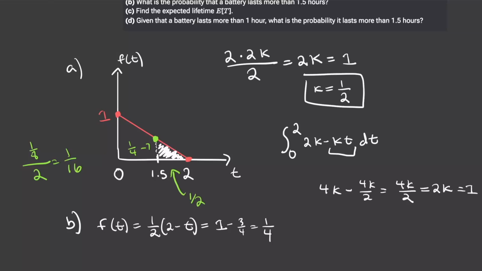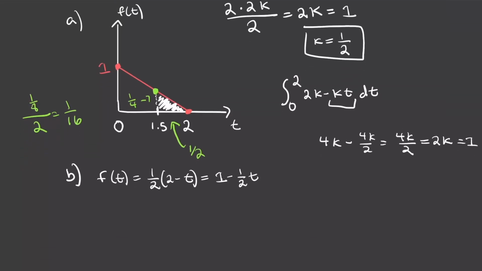So again, the density function right here, sorry to get rid of it, it's just going to be 1 minus 1/2 t. We know that the probability that t is greater than 1.5, which is what we calculated in part B, we just found that that was equal to 1/16 just by calculating the area under this curve between 1.5 and 2. So there's your final answer for part B.